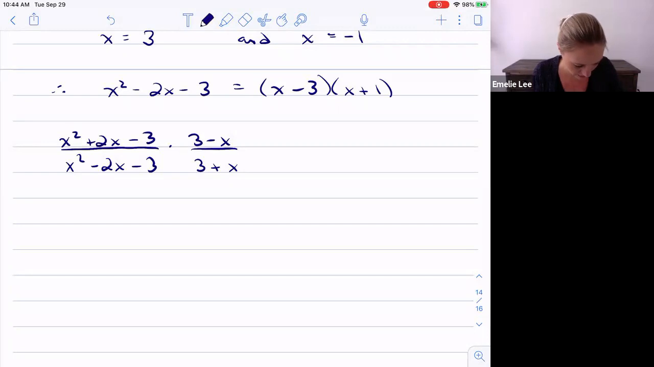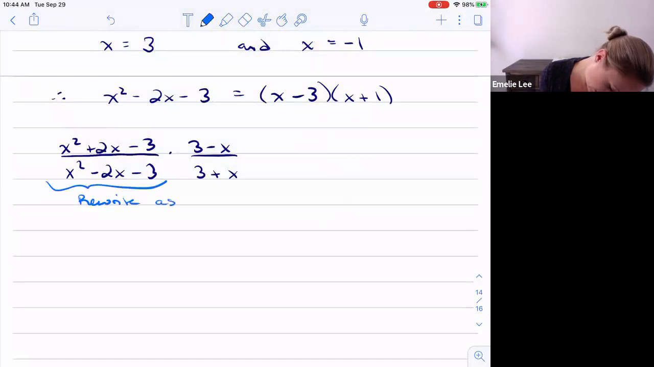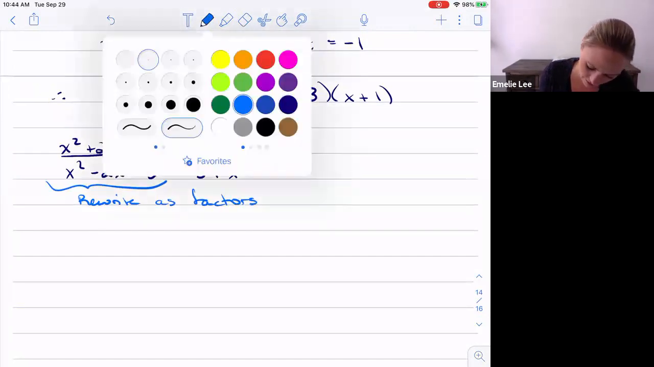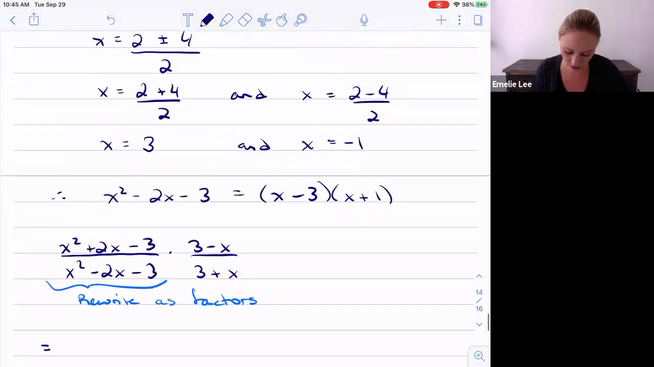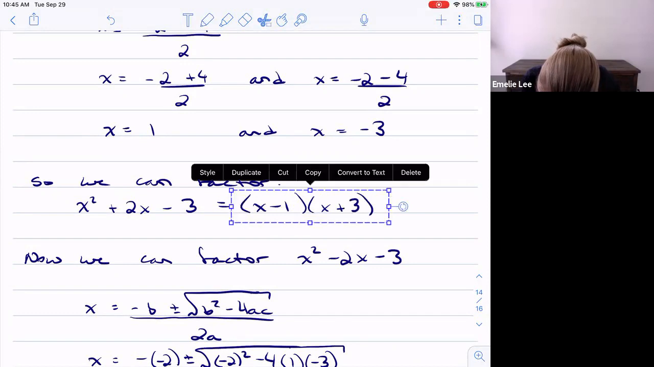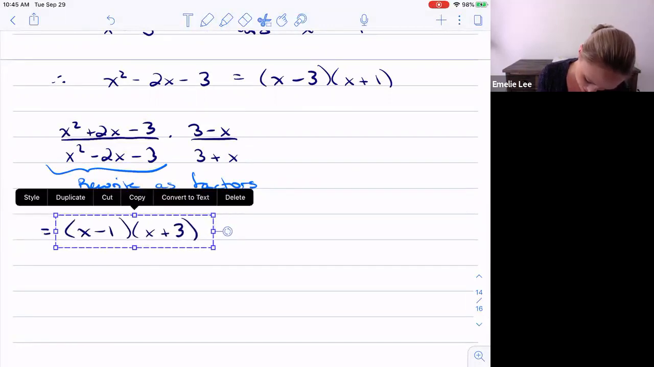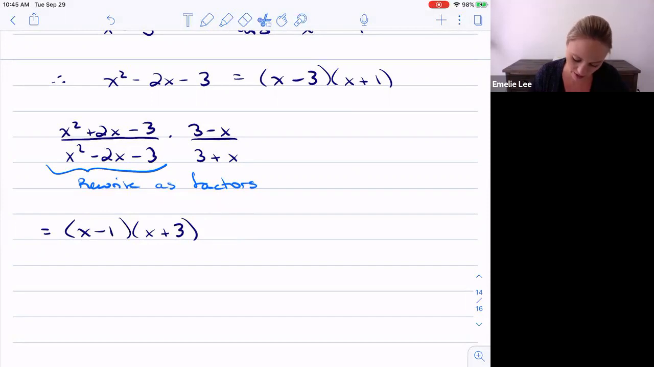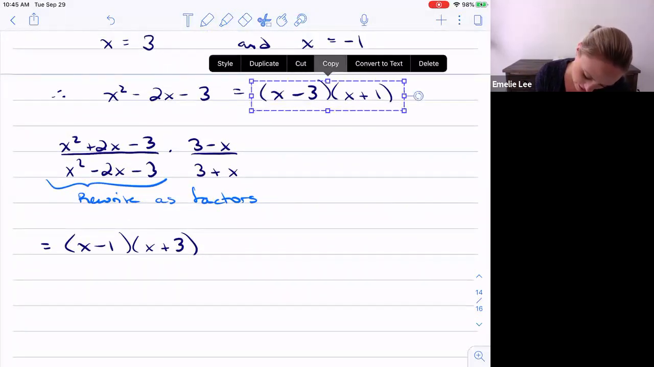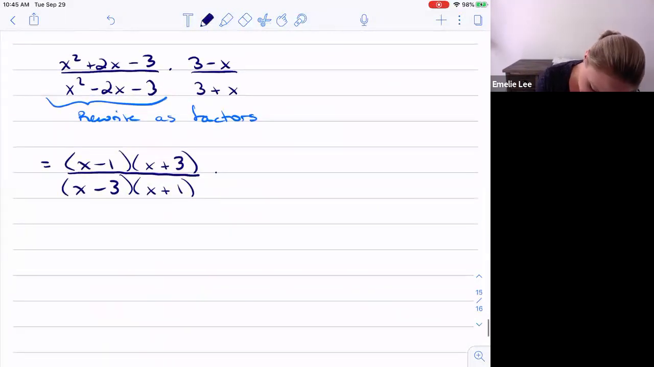Not quite, huh? Okay. Why am I saying not quite? Rewrite as factors, right? So the numerator x squared plus 2x minus 3, I'm just going to copy this so I don't have to remember it. And then same thing, x squared minus 2x minus 3, I can rewrite as factors. Copy. Times 3 minus x over 3 plus x.